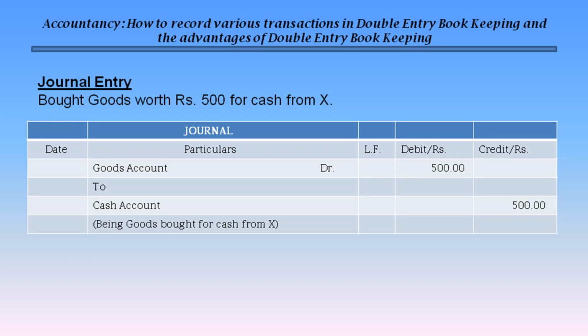Journal entry for bought goods worth 500 rupees for cash from X. Goods account debit 500 rupees to cash account credit 500 rupees. Narration being goods bought for cash from X.